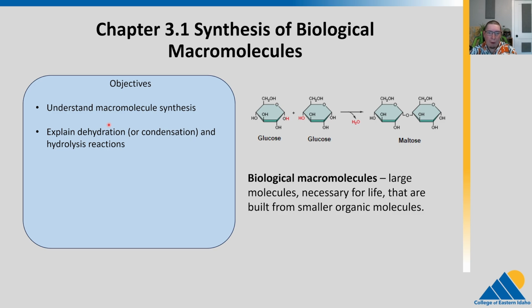All right, so a biological macromolecule is a large molecule that's necessary for life that is built from smaller organic molecules. Here you can see 1 unit of glucose plus another unit of glucose. We have this reaction that occurs, and they get stuck together, and they form a new, what we call disaccharide, called maltose.